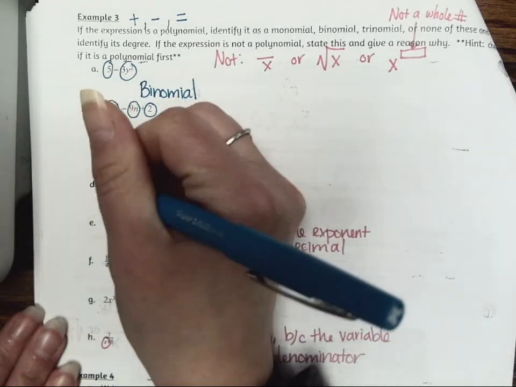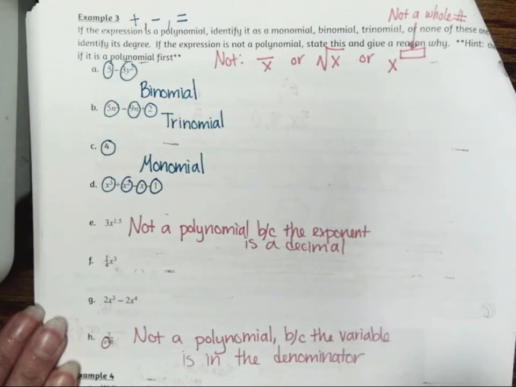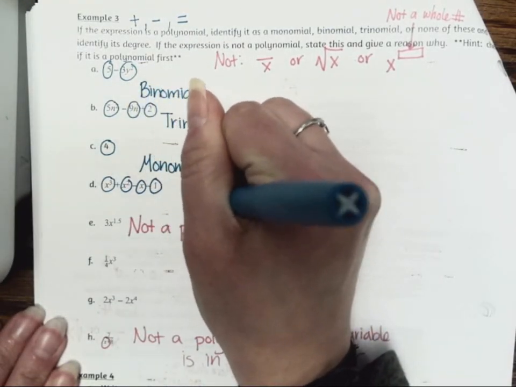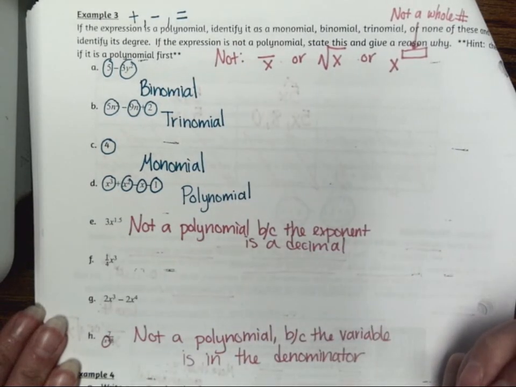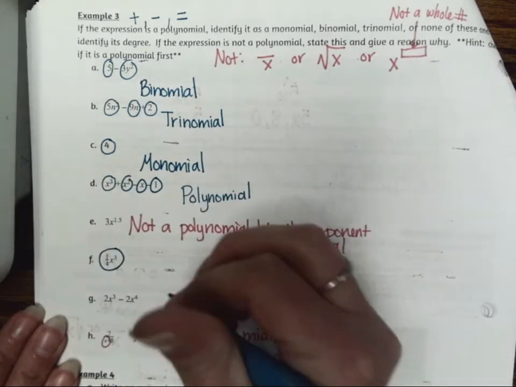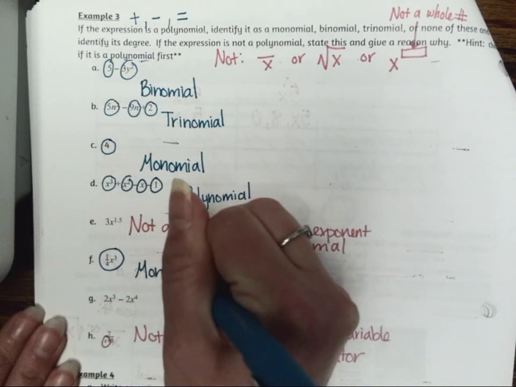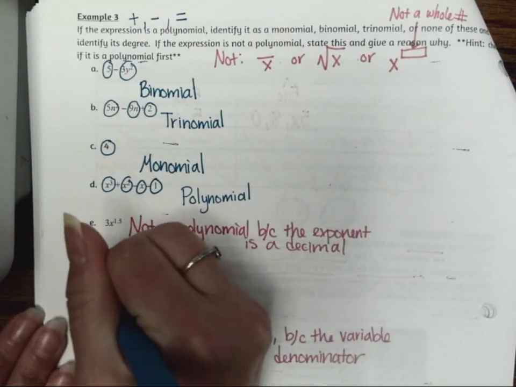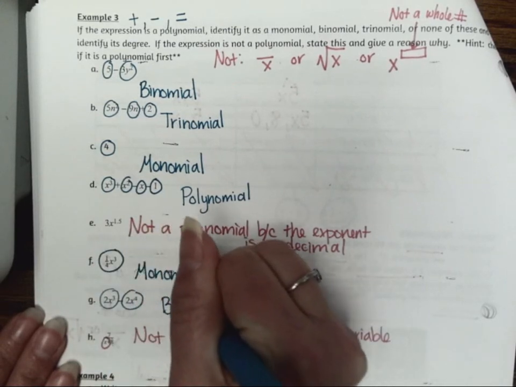For D, this one has 1, 2, 3, 4 terms. So this one I'm just going to say polynomial because we don't have a special name for anything more than 3. For F, there is only 1 term, so it is a monomial. For G, 2 terms, so it is a binomial.